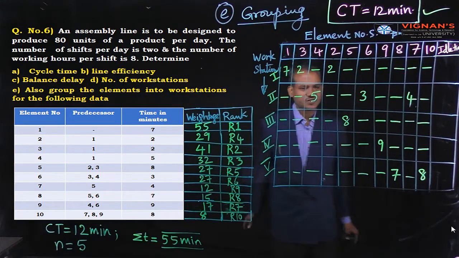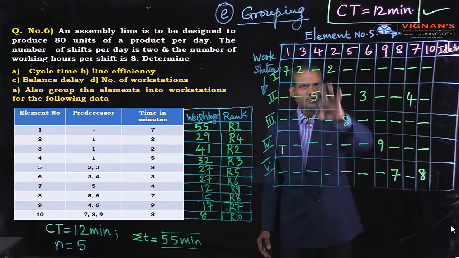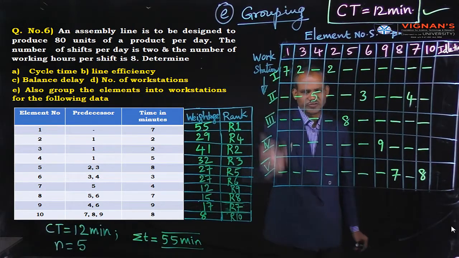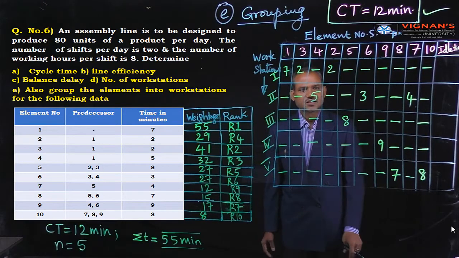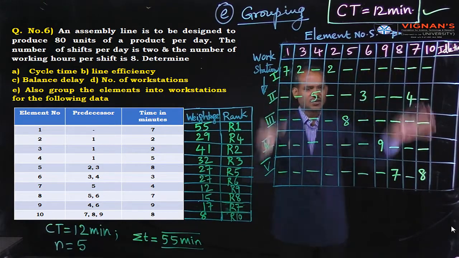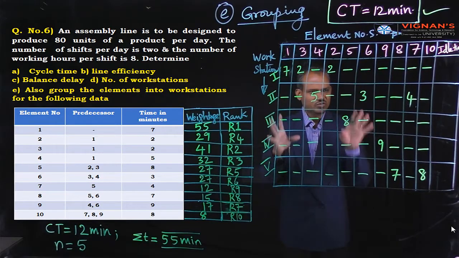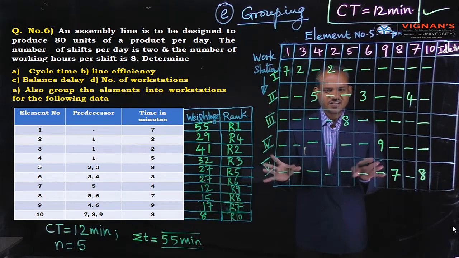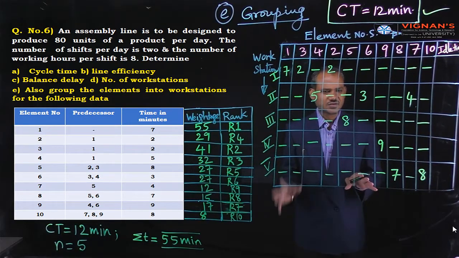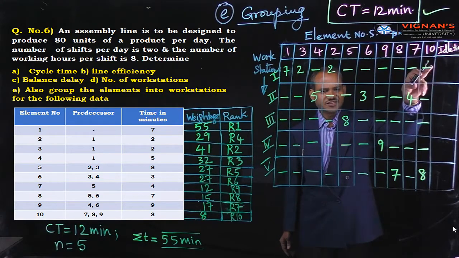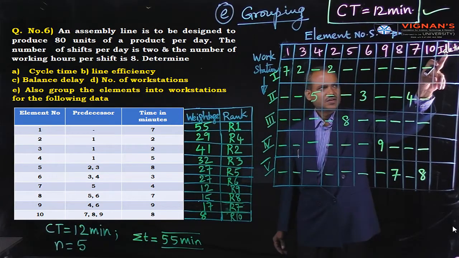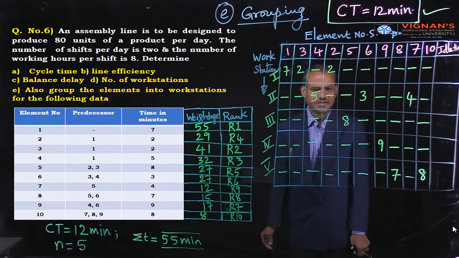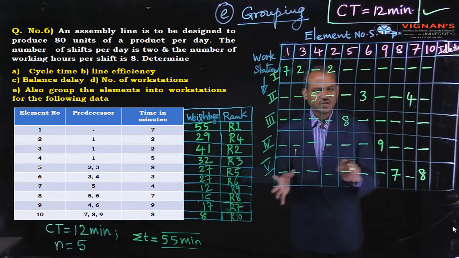From this table, you can observe that each element is assigned in one of the 5 workstations. Among the 5 workstations, all the work elements are assigned. That you have to check once again. I think all of you understood very well. Now, what are the next calculations? Next, for each workstation, we have to calculate idle time. How to calculate idle time in each workstation, I will tell.